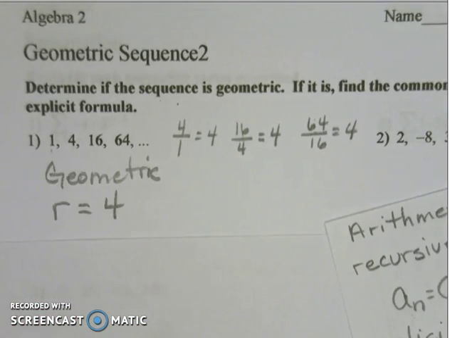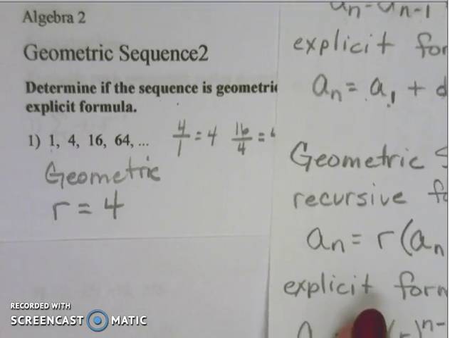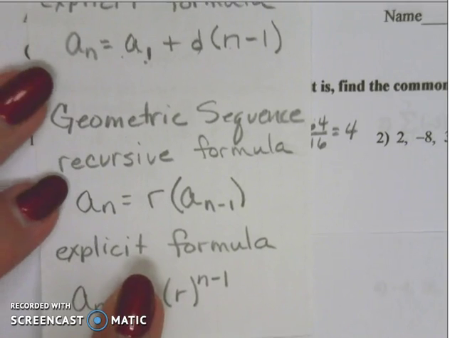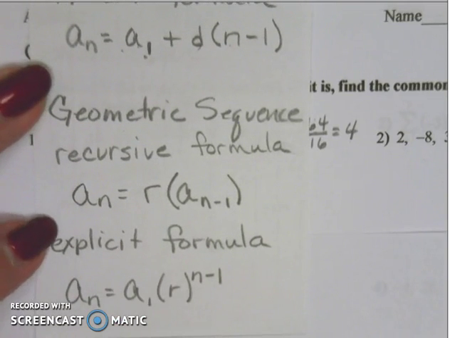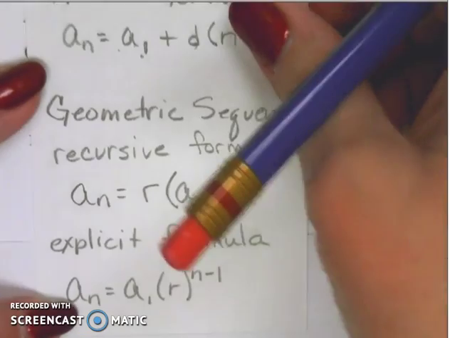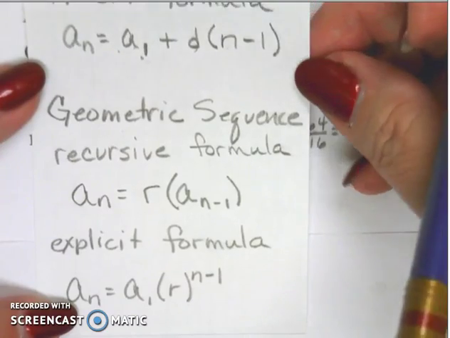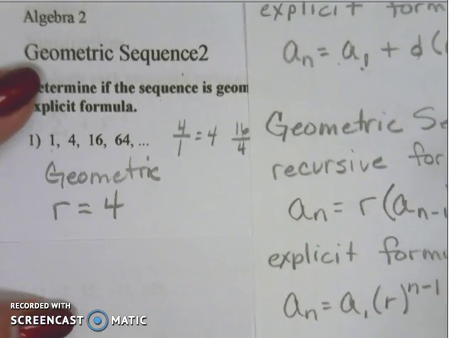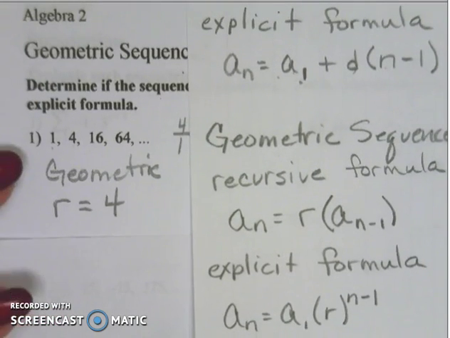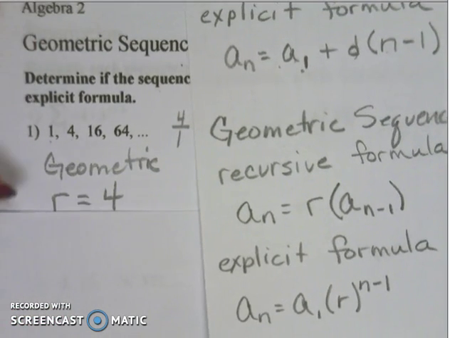Well, now the other things that we need to be able to find are our recursive formulas and our explicit formulas. Here are the two formulas that I gave you for both of these, and we're going to use them right now to review doing this problem using these two formulas. We'll start with the recursive formula.